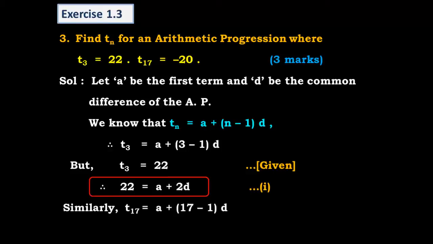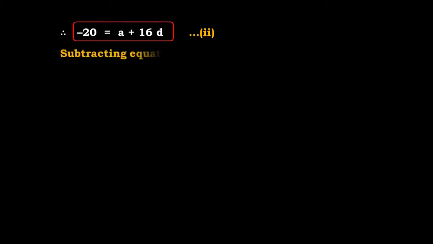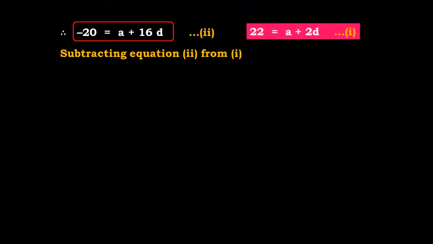Similarly, we have the 17th term also, that means n is equal to 17. So T17 is equal to A plus 17 minus 1 into D. 17 minus 1 will become 16, and already we have T17 as minus 20. So we have the second equation, minus 20 is equal to A plus 16D. Now we can solve these two equations by subtracting equation 2 from 1. Equation 1: A plus 2D is equal to 22.